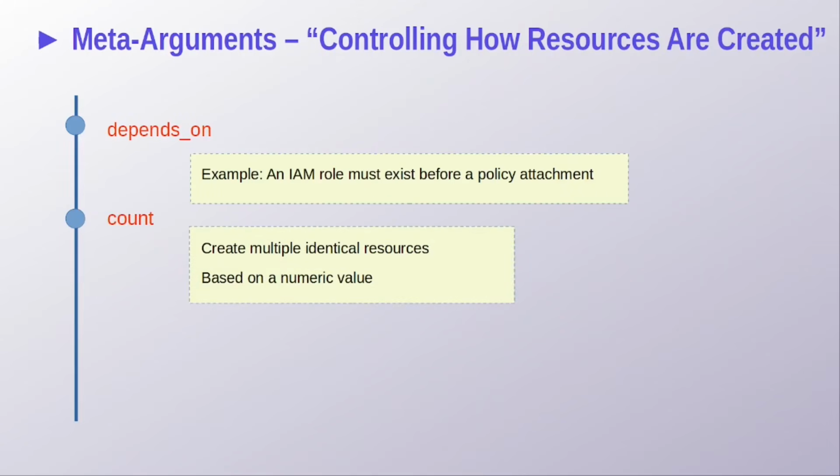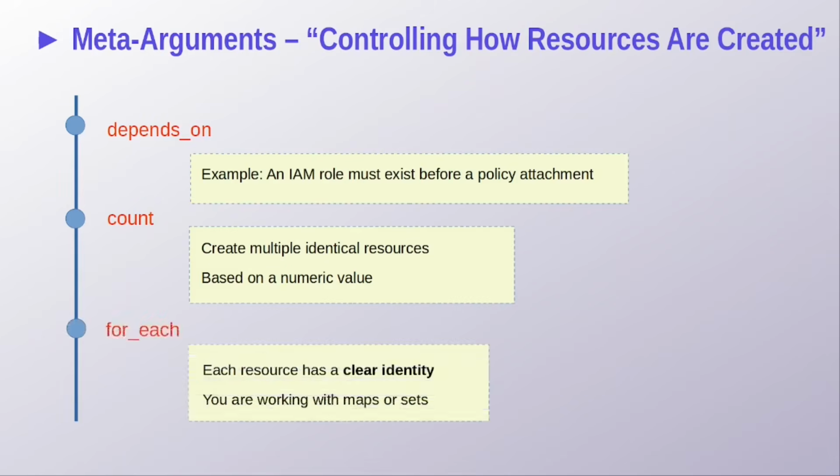Count lets you create multiple resources by number. Example: create 3 EC2 instances. Terraform thinks one resource with count equal 3 means 3 nodes in the graph. For each: use when each resource has a clear identity. Works with maps and sets. Resources are named entities, not a list. Benefits: more stable, safer for production. Strongly recommended.